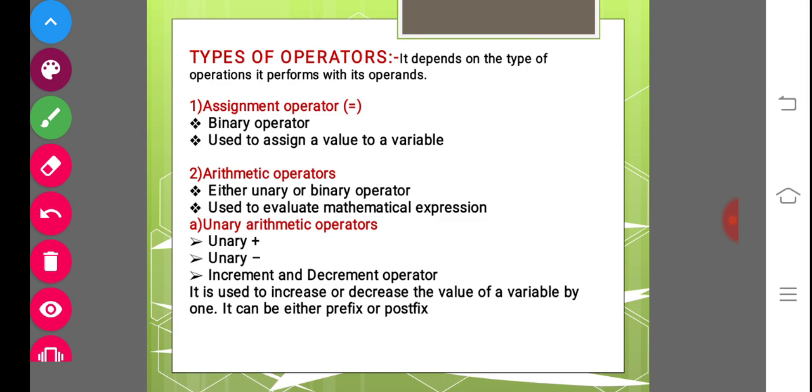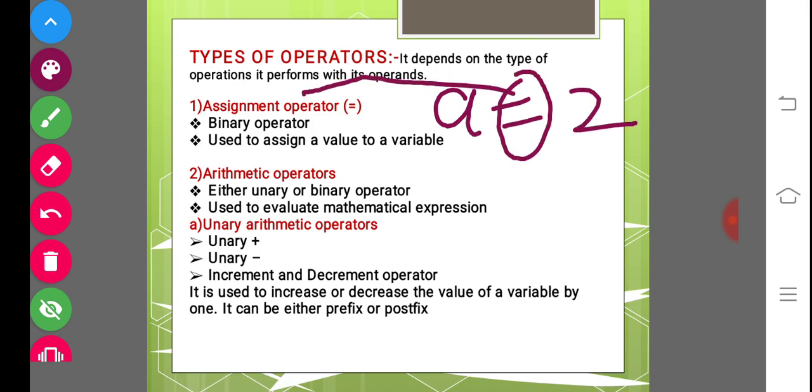So the first is assignment operator. Assignment operator is represented by this equal to sign. If I see this example, a is equal to 2. Simple example. What am I doing? This equal to is the assignment operator. It is a binary operator. Why is it a binary operator? Because it needs 2 operands. A and 2 are operands, left hand side and right hand side. So it needs 2 operands and it is used to assign a value to a variable. I am assigning this value 2 to my variable a. So this is the assignment operator.